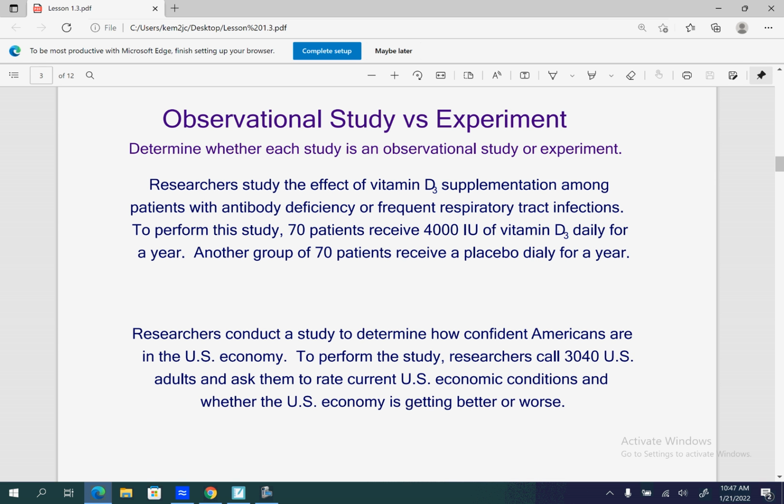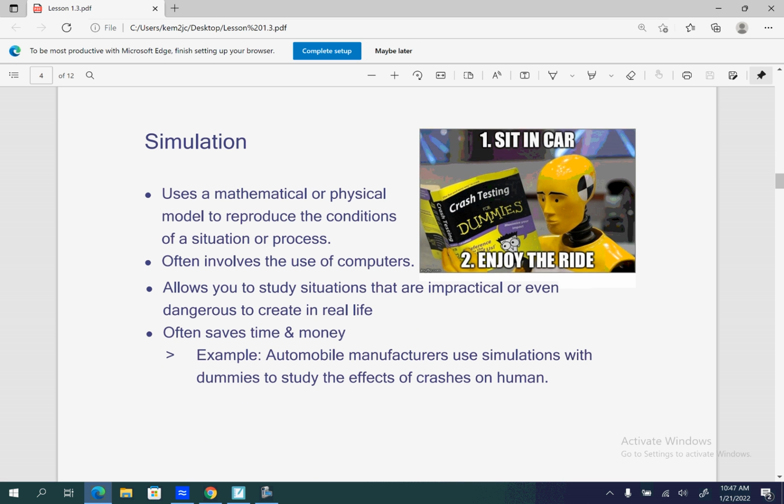The bottom one says, researchers conduct a study to determine how confident Americans are in the U.S. economy. To perform the study, researchers called 3,040 U.S. adults and asked them to rate current U.S. economic conditions and whether the U.S. economy is getting better or worse. Is that an observational study or an experiment? That's an observational study. They're simply asking a question and getting the answer.